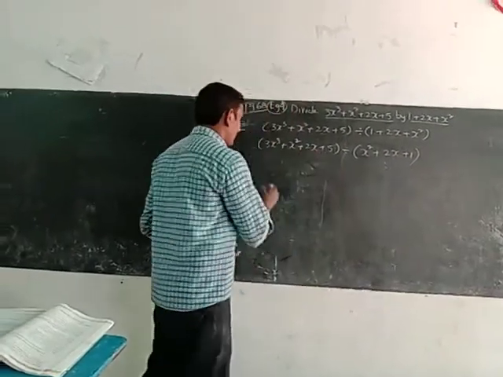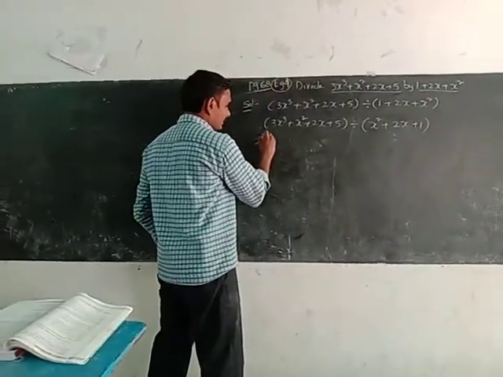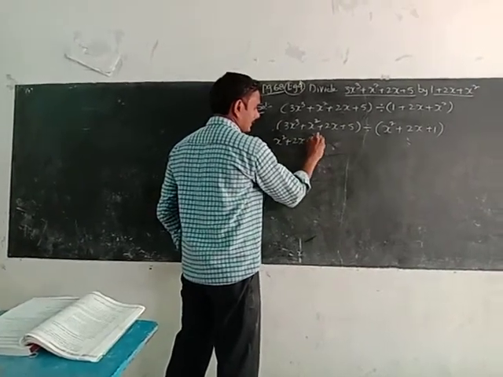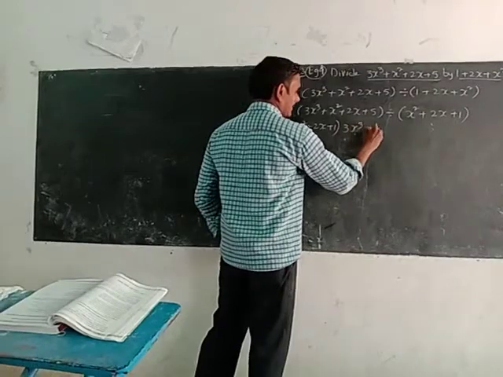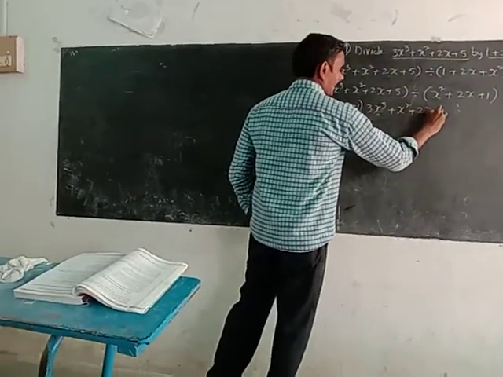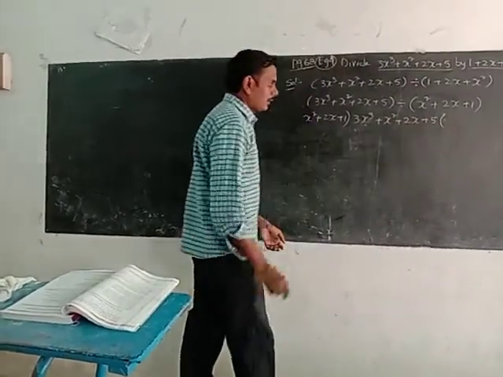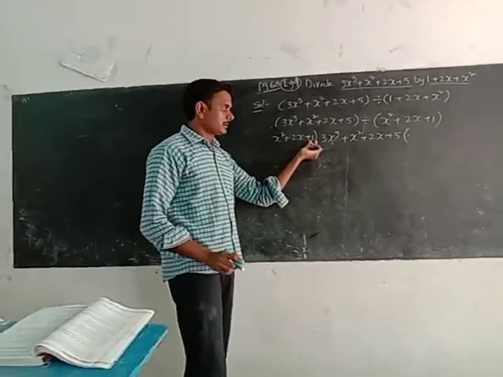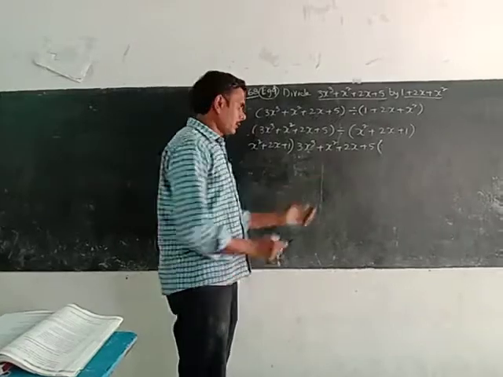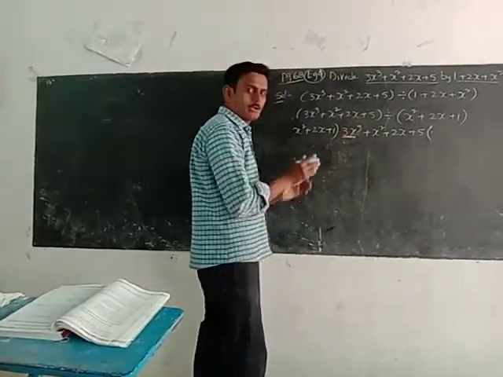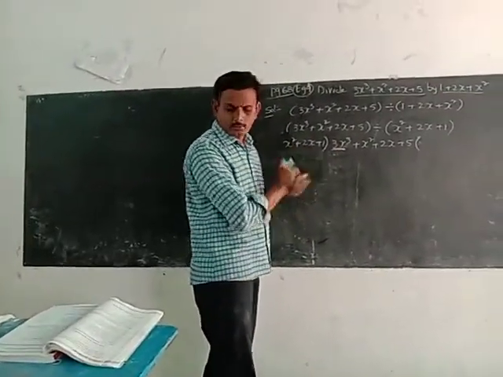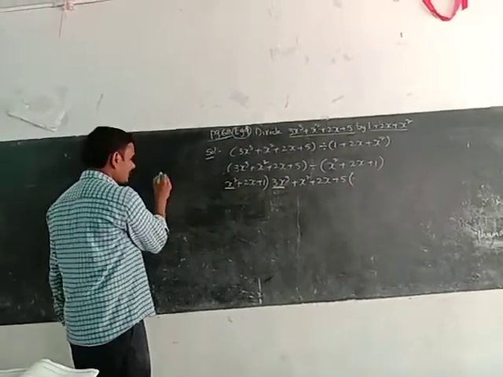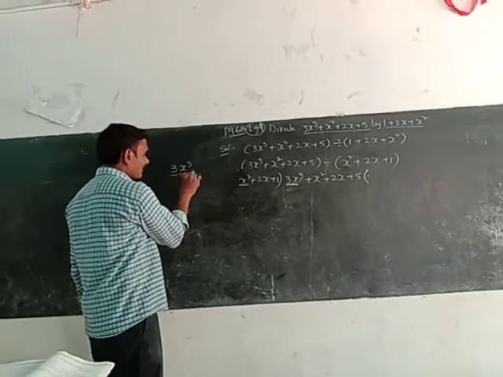We will do the division now. Divide 3x cube plus x square plus 2x plus 5 by x square plus 2x plus 1. How many terms are there? 1, 2, 3. 3 terms are there, so 3 terms you have to subtract. The process is the same as before: divide the first term with the first term, that means 3x cube by x square.